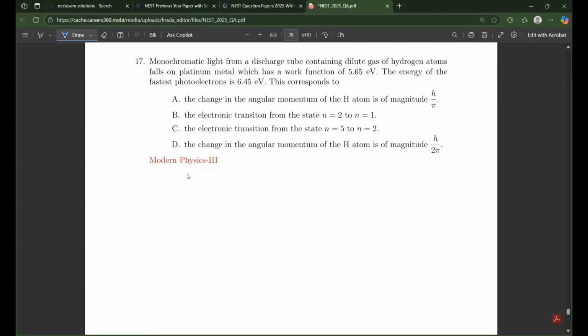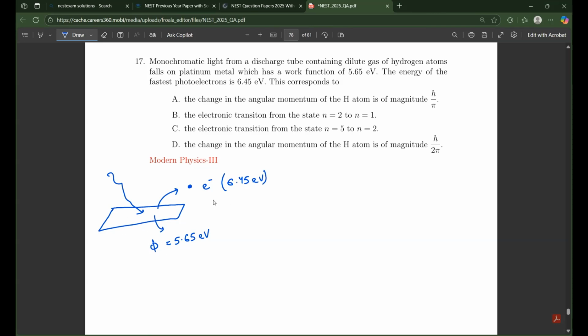We'll check the options, but before that, just understand the question. The question says, I have a metal surface. On that metal surface, a monochromatic light is falling. Now, work function of this metal surface phi is given as 5.65 electron volt. Ejected photoelectron has kinetic energy of 6.45 electron volt.